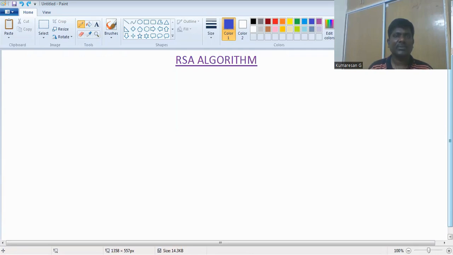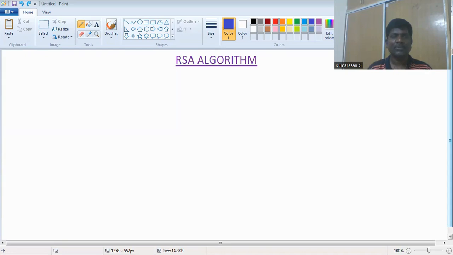In order to transfer confidential information from the sender to the receiver side, we need an efficient algorithm technique like the RSA algorithm to protect the confidential information. In my previous session, I explained the Diffie-Hellman cryptographic algorithm, which is a symmetric cryptographic algorithm. Whereas the RSA algorithm is an asymmetric, public-key encryption algorithm.